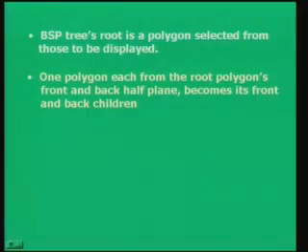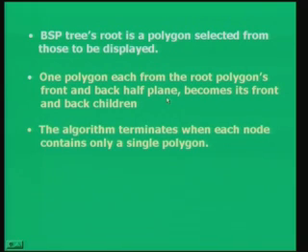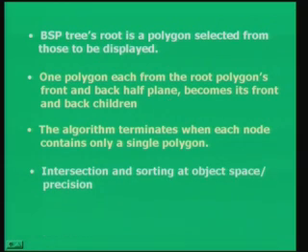That becomes the corresponding children of the root node, and this process continues recursively till you stop at just one face to conquer. It is something like area subdivision, but in 3D. The algorithm terminates when each node contains only a single polygon. Intersection and sorting at object space precision is the key idea. In the area subdivision method we worked in image space; this is completely object space. We do not worry about the image space at all, except looking at the viewing direction that decides the frontal and the back side.